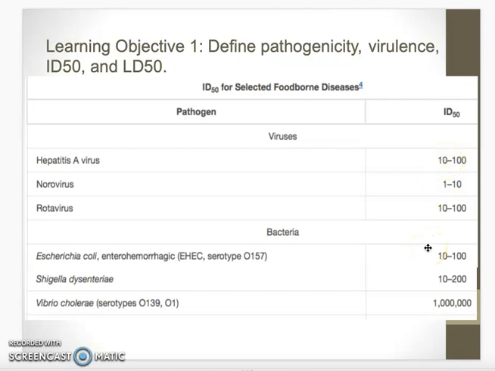Let's look at some examples of bacteria. E. coli and Shigella, these are similar, 10 to 100, 10 to 200. So 10 to 100 E. coli cells inside of a host body is enough to cause an active E. coli infection. Now remember, this is a specific strain of E. coli. This is not the kind we're working with in lab. This is O157, which is an infectious type of E. coli. So we don't have this in lab.